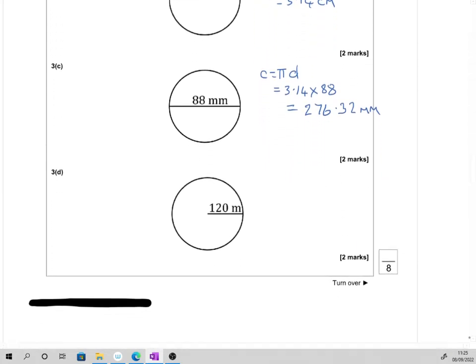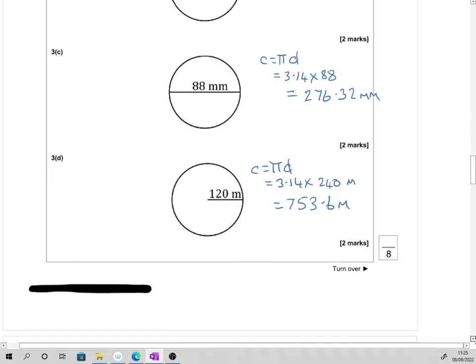Another one. C equals pi d, which is 3.14 times twice that, 240 meters, which equals 3.14 times 240, which is 753.6 meters. Okay.